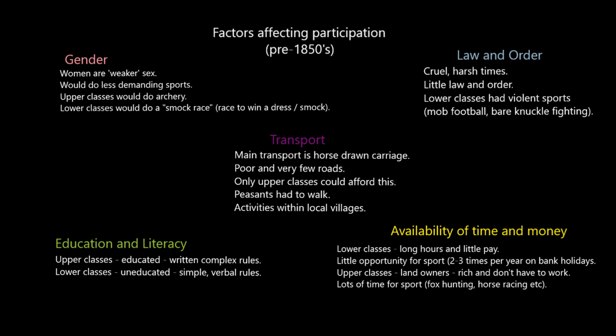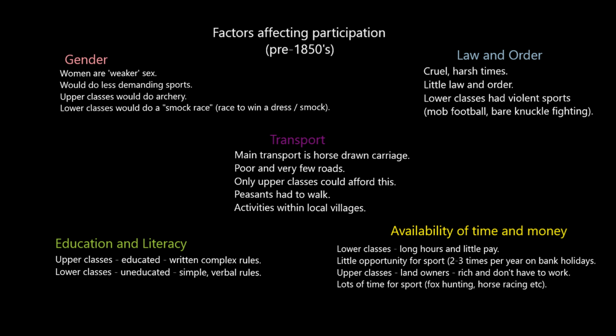Whereas the upper classes, the landowners, they were rich. I've got peasants working on my land for me, so I wouldn't have to work myself. There's money in the family, so I wouldn't have to have a job. So there's lots of time for sport, and therefore lots of money. And you could afford to keep horses. You could afford to have a cockfighting pit. You could afford to have a real tennis court in your house. So your time and money, again, affected which sports you could play.